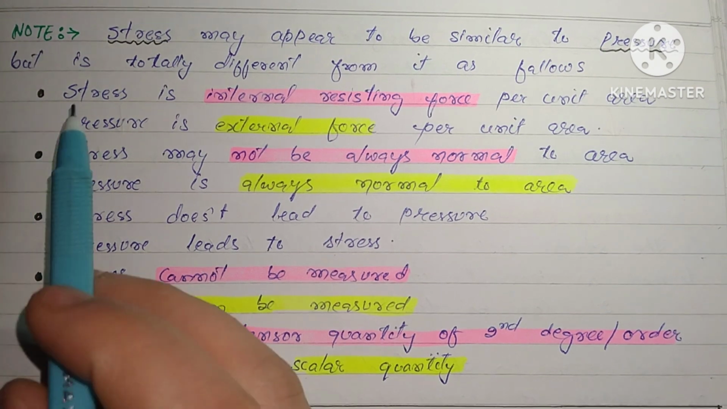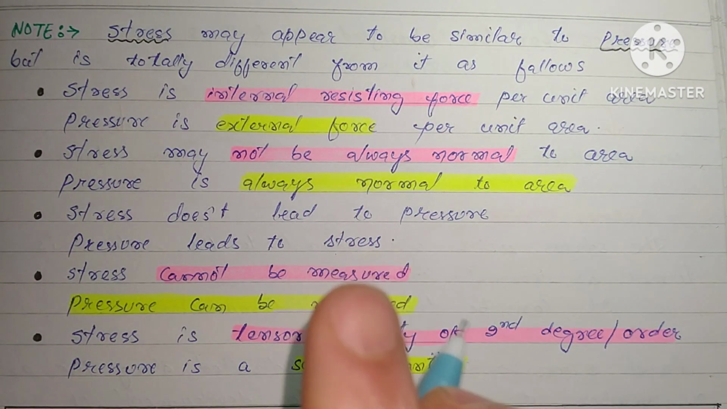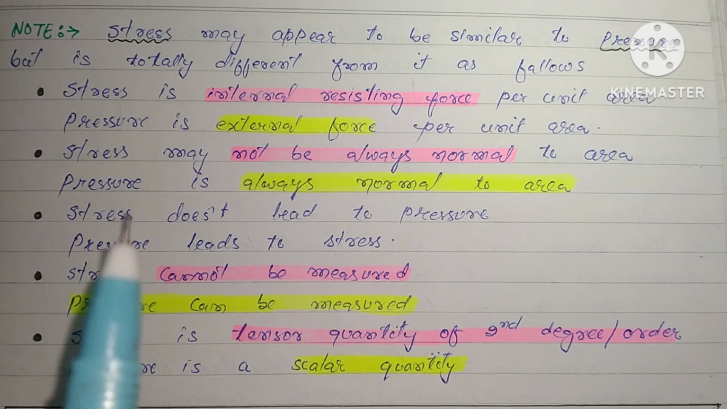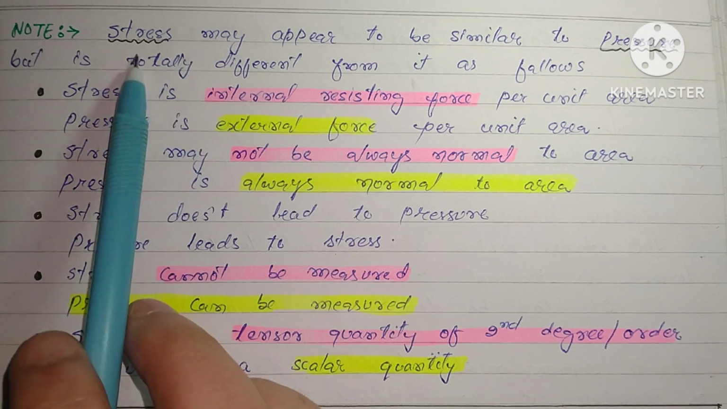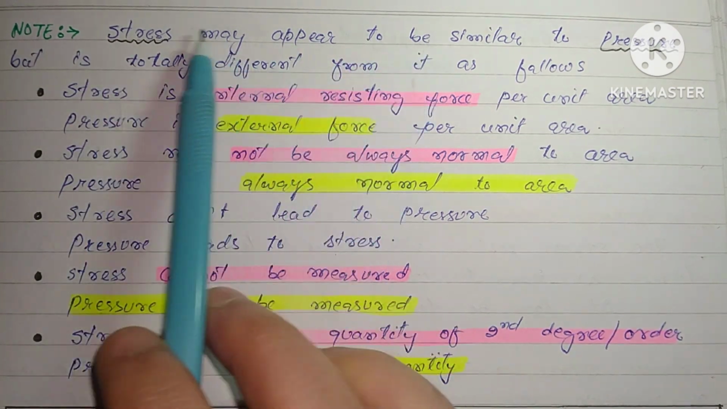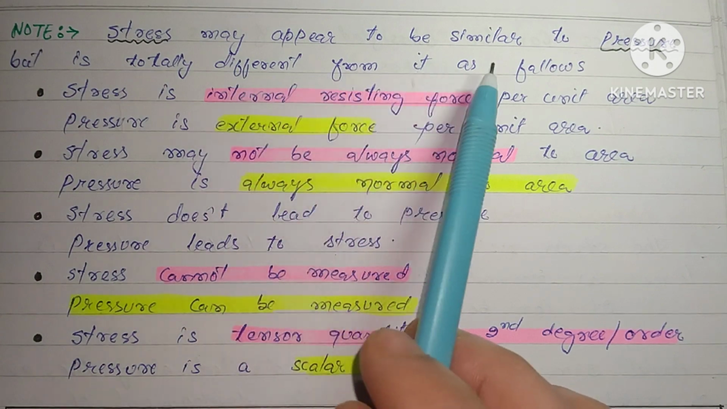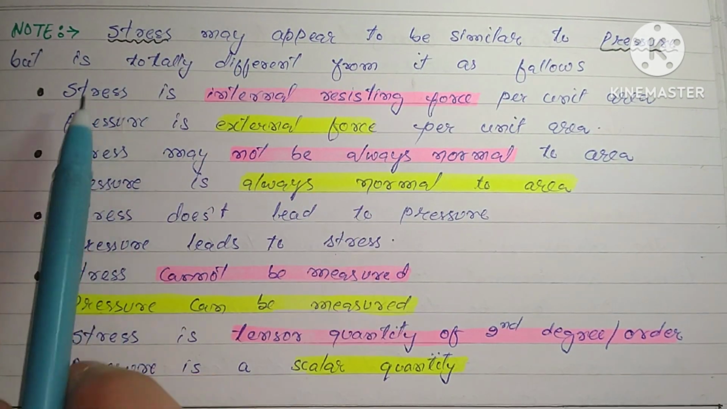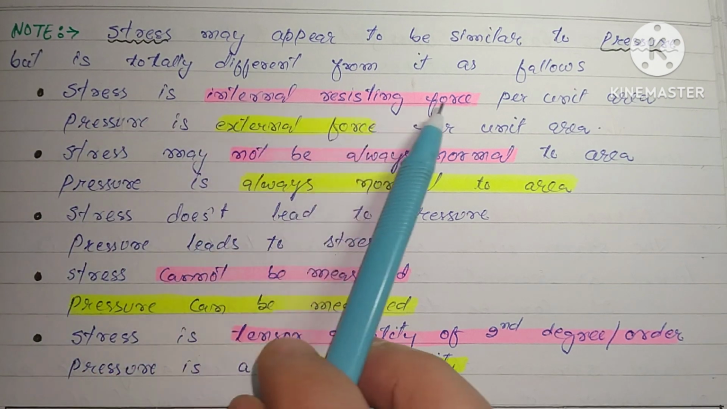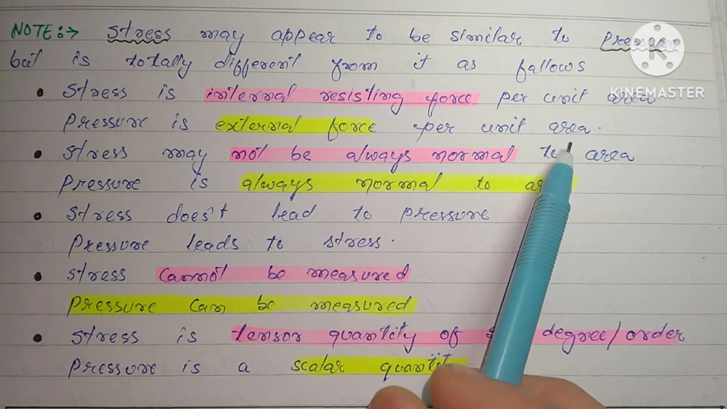Here I have summarized all the differences between the pressure and the stress. The two major differences were the perpendicular and the tensor concept. Here stress may appear to be similar to the pressure, but it is totally different from the pressure. Stress is totally different from the pressure. First difference is stress is internal resisting force per unit area and pressure is external force per unit area.